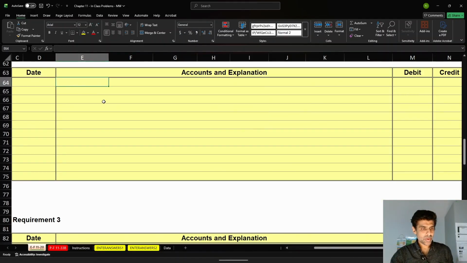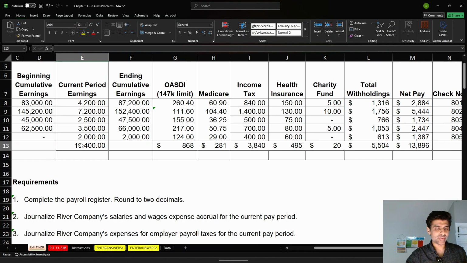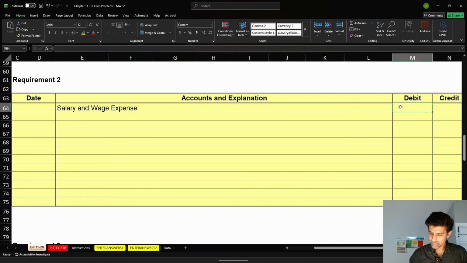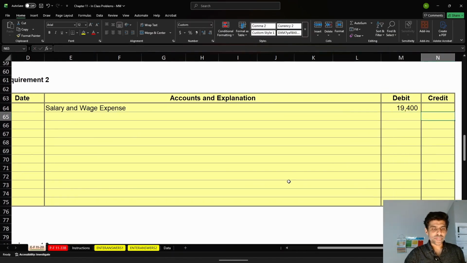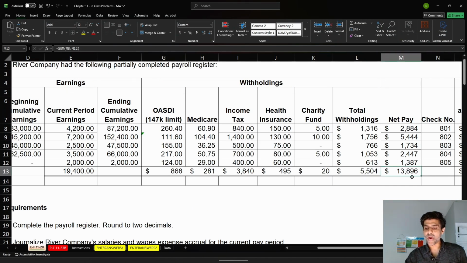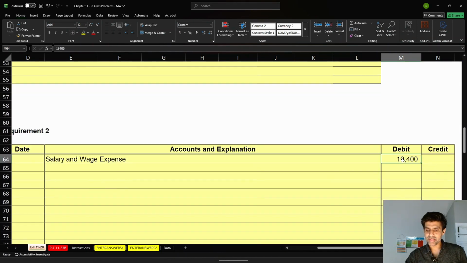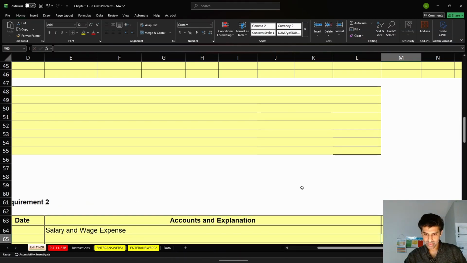We have all of the numbers we need here in these total columns. So first, what is the expense? It's called salary and wage expense. We're taking an expense for paying our workers. That's the whole point of this. And we know the total, it's 19,400. The easy first thing to consider is how much am I actually going to pay my workers? They're actually going to get in their pockets this net pay, 13,896. Actually, let's just do this with cell references.